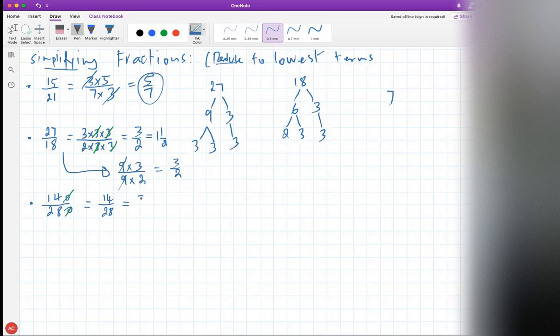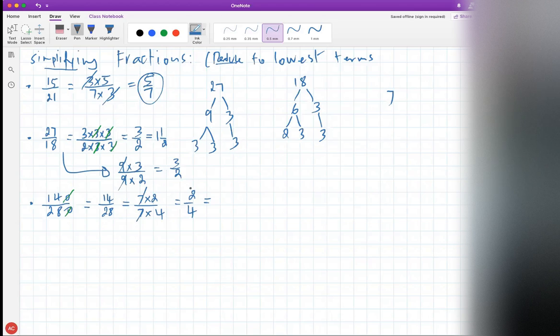So the top one is 7 times 2, and the bottom is 7 times 4. You cancel that out. 2 over 4. That's right, we get 2 over 4. Can we reduce more? Yeah, that's right, we can reduce by 2. We still have 2 in common here.